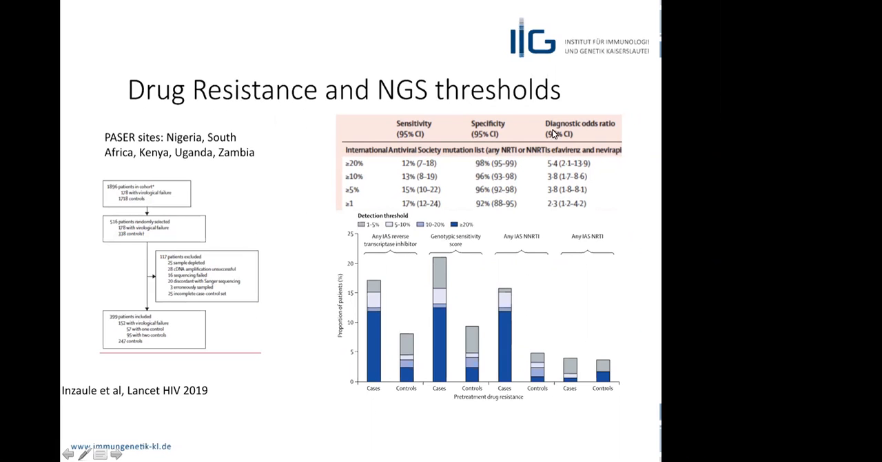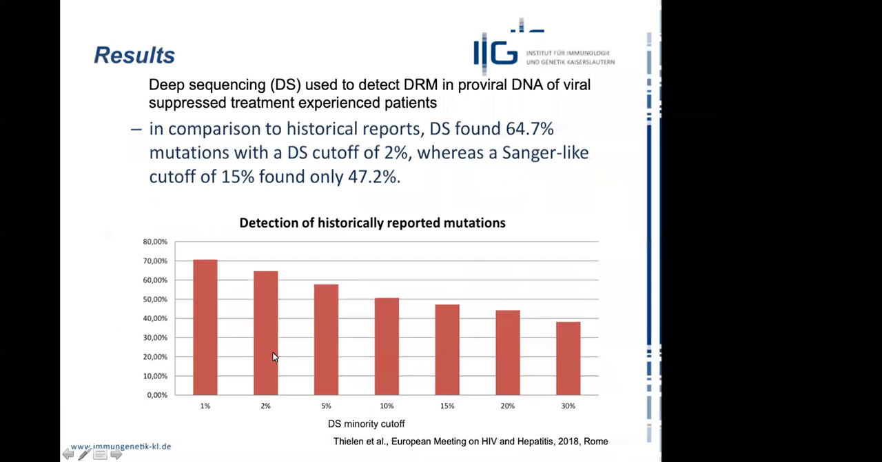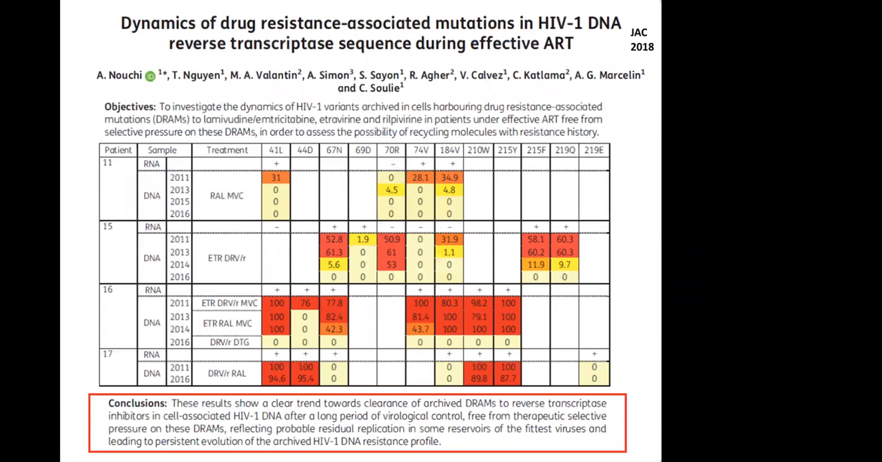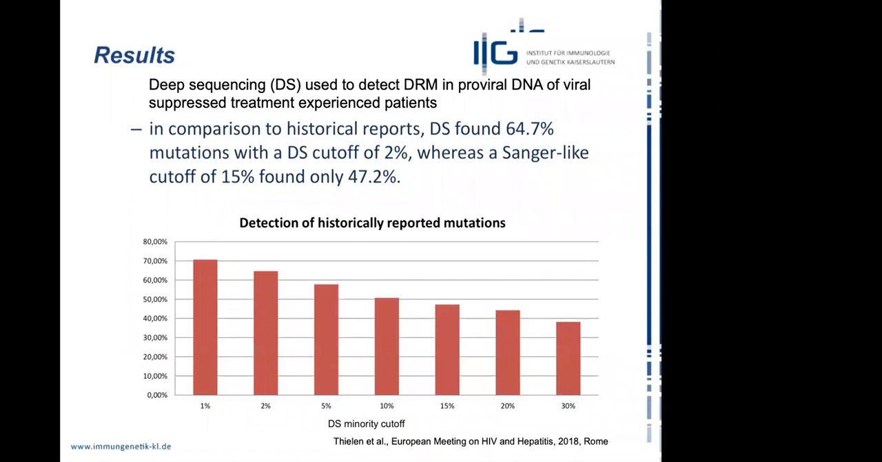So the diagnostic impact overall, it's not so clear, at least from this study. We have done some similar analysis. We looked in treatment experienced patients, and we compared NGS data from proviral DNA to historical data. And we do see that at least with a cutoff of 2%, we were able to detect 65% of mutations that were historically reported.